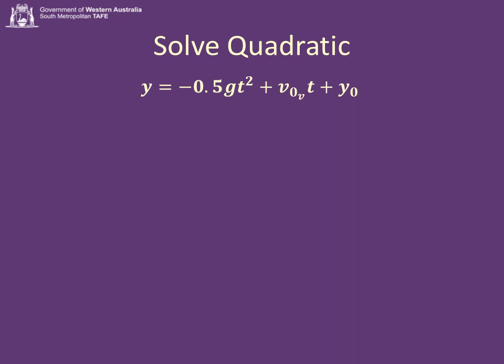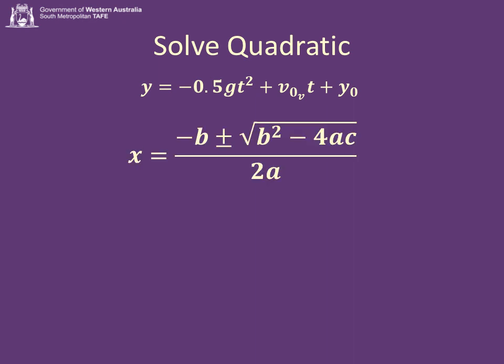Let's solve this quadratic using the magic formula. And in this case, the x is t, time, the a is minus 0.5 g, where g is gravity, and the b term is the vertical velocity. c is y0, and that's the altitude at which the shell begins, which is sea level. It's 0.